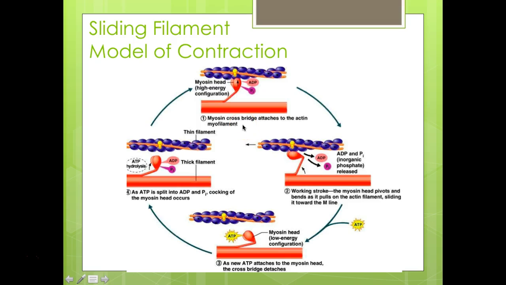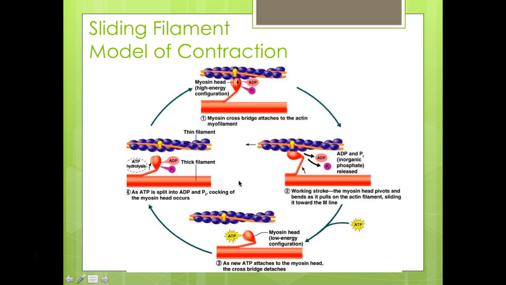I mentioned this a little bit before, but here is what's going to happen within our sarcomere. We are going to get a nerve impulse telling our muscle to contract. When that happens, first our myosin cross bridge that has already attached here is going to release its ADP and phosphate, and that causes this myosin head to do a working stroke. It's going to bend the head and pull on the actin filament, that's the blueberry-like structure, and slide it toward the M line. So the M line would be right here.